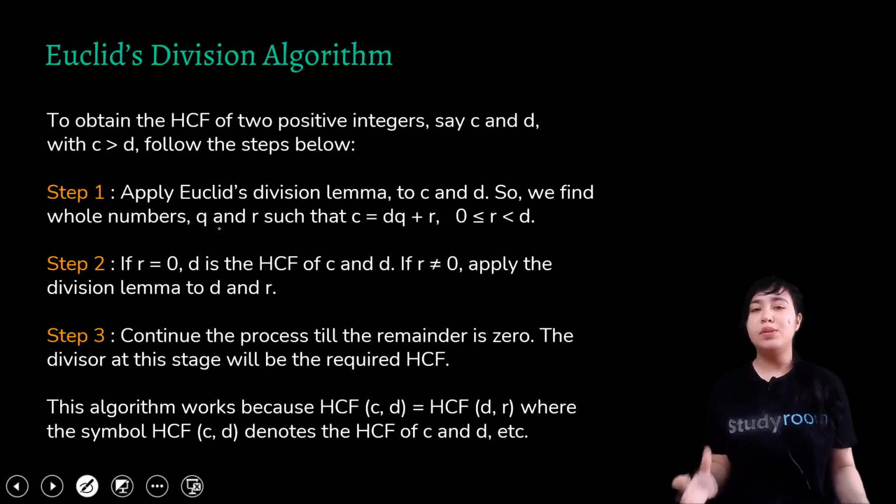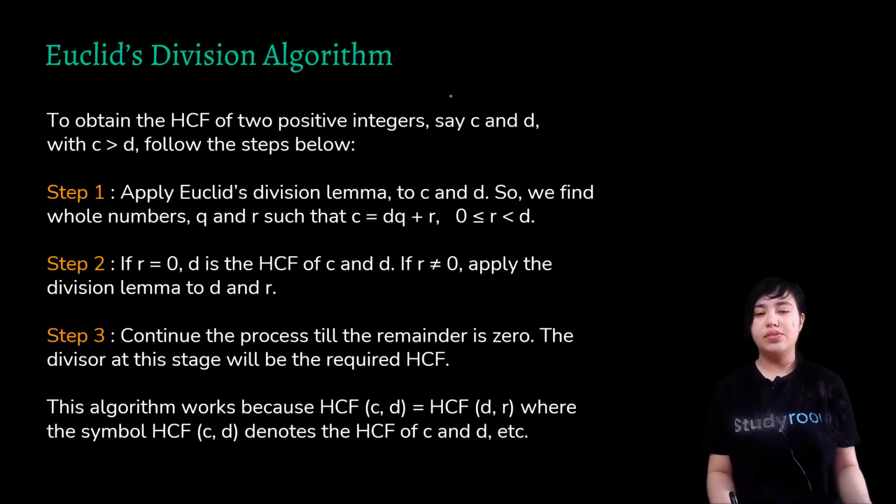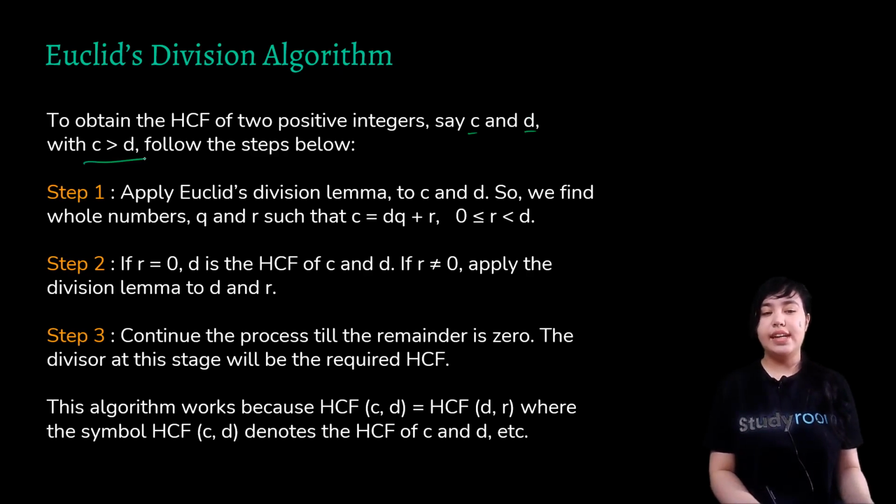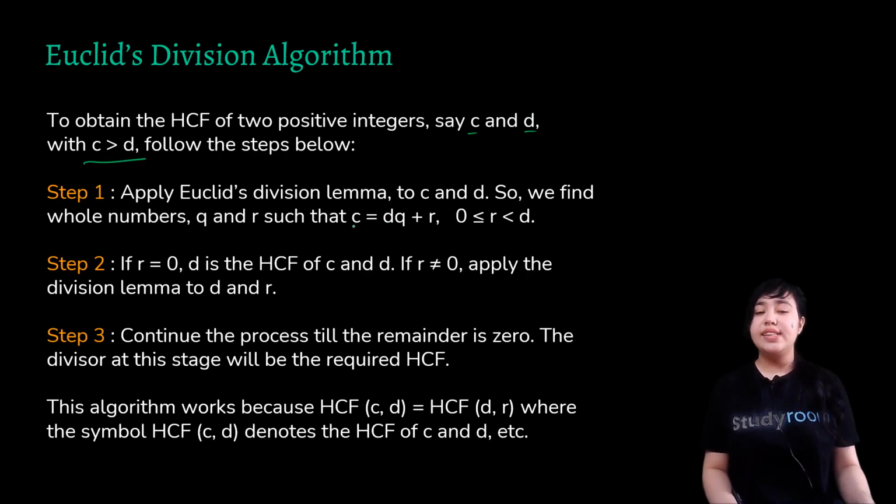Then we have certain steps which are involved in Euclid's division algorithm. If you are given two positive integers c and d, you first have to figure out which integer is greater. If c is greater than d, you apply Euclid's division lemma to them. There will be two unique integers q and r such that c is equal to dq plus r, where r has to be greater than or equal to 0 but less than d.